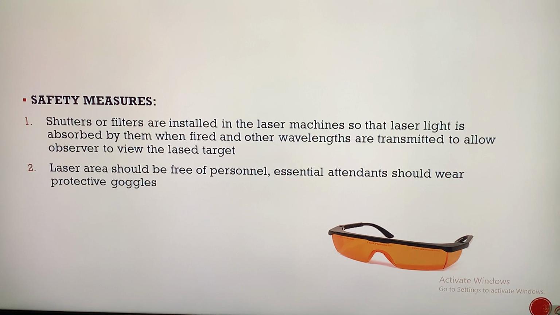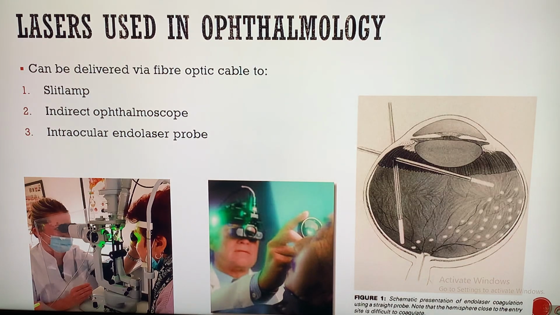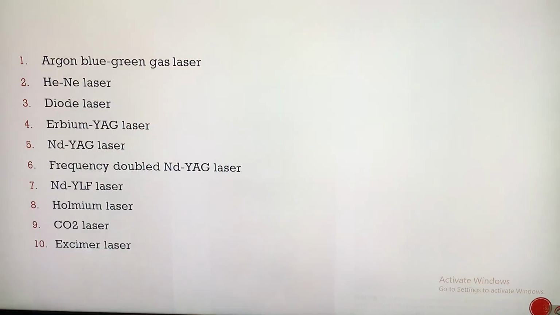Secondly, laser area should be free of personnel. Essential attendants should wear safety goggles. Laser used in ophthalmology can be delivered via fiber optic cable through the slit lamp, indirect ophthalmoscope. This is a slit lamp laser, this is indirect ophthalmoscope, and this is endolaser probe. These are the lasers that will be discussed.